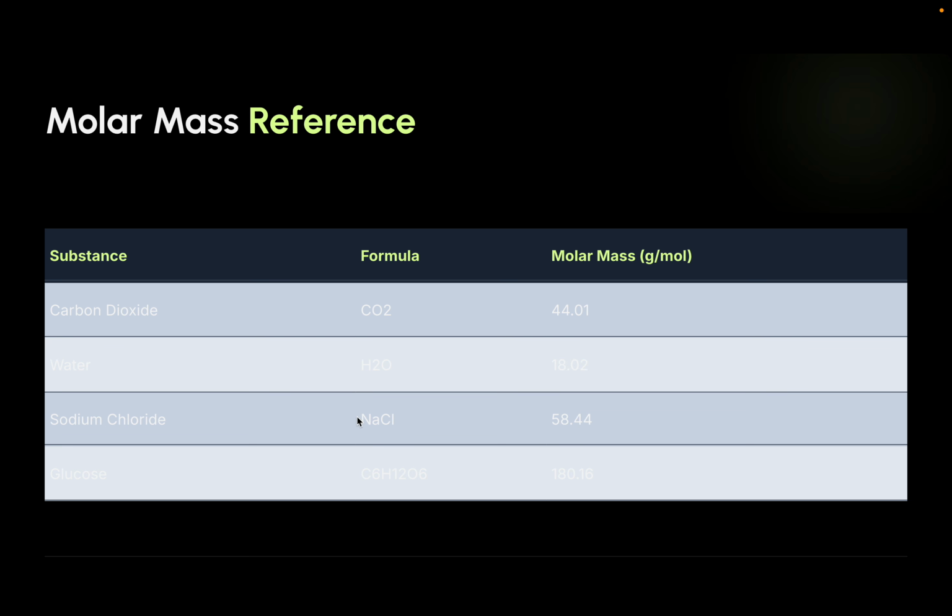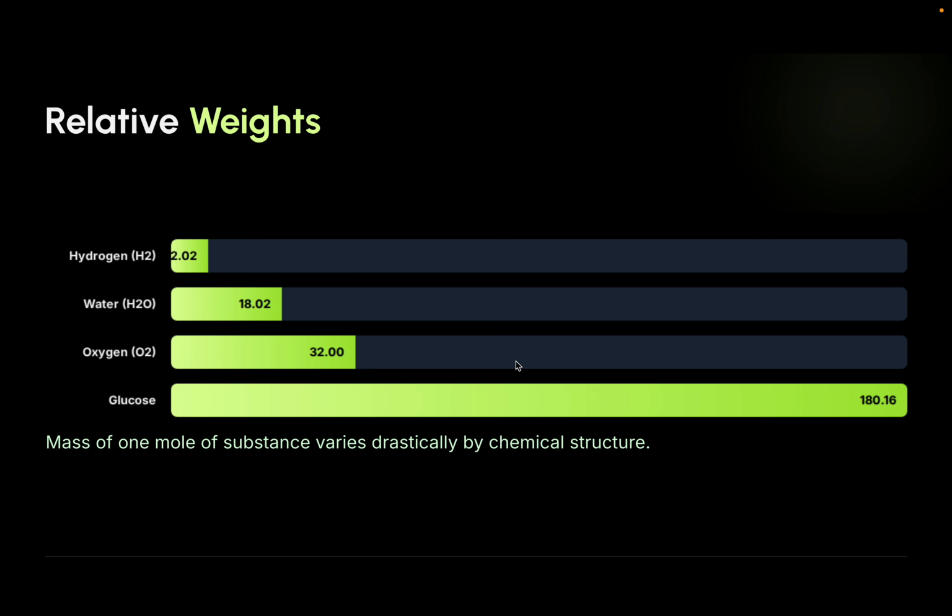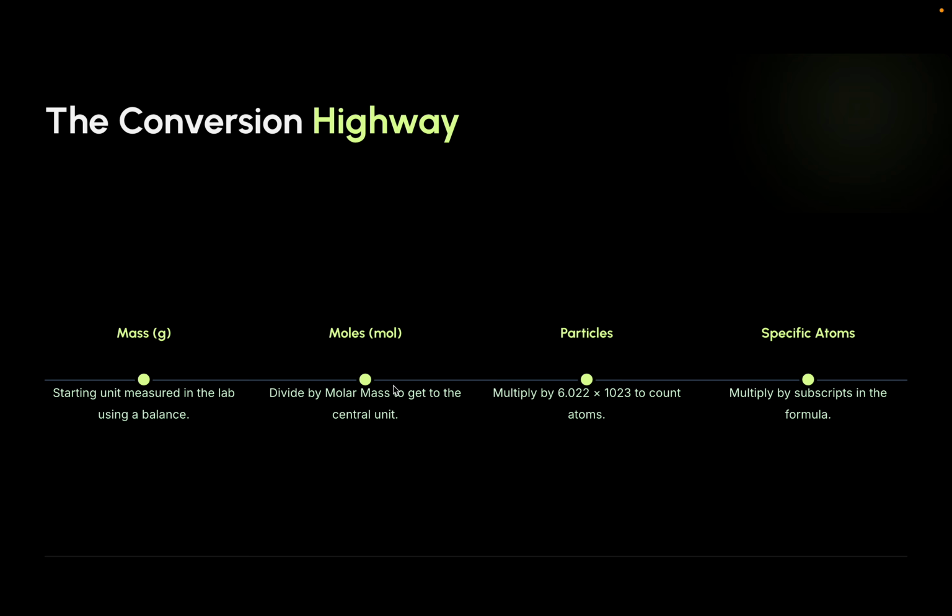Like sodium chloride, you just add the atomic mass of sodium plus the atomic mass of chlorine, and that would get you that number. Okay, simple stuff. Relative weights just tell you that 1 mole of a substance varies drastically by chemical structure. Like I said, a single hydrogen, H2, is tiny. Water is a little bit bigger, oxygen a little bit bigger, glucose a lot bigger, because there's a lot of stuff going into glucose.